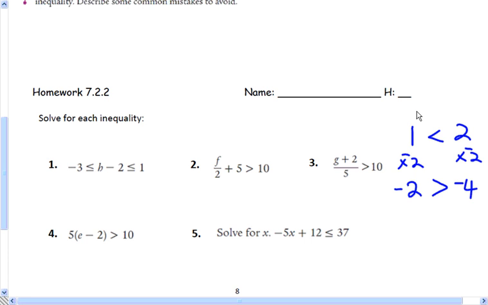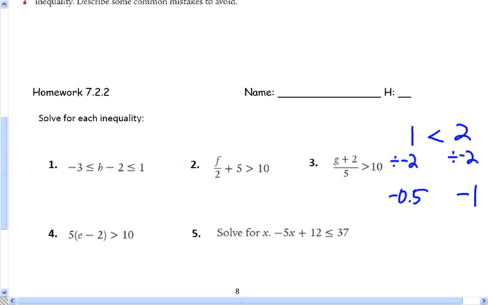Now there's one other operation that would cause that also. And you could probably guess that dividing by negative numbers also causes problems. If I were to divide both of these by negative 2, then 1 divided by negative 2 is negative 0.5. 2 divided by negative 2 is negative 1. And negative 0.5 is actually greater than negative 1.